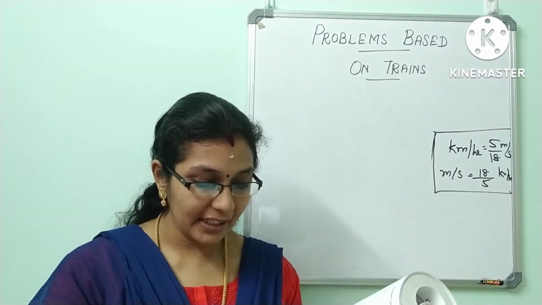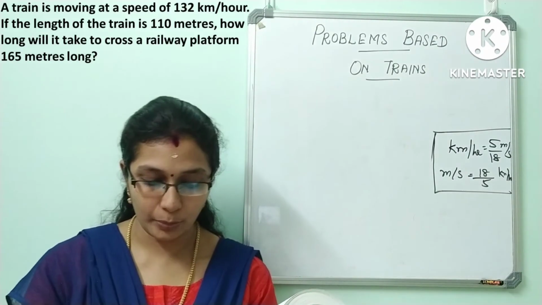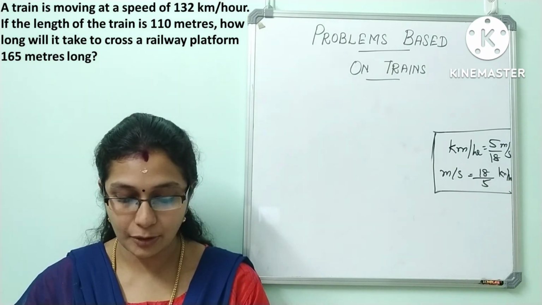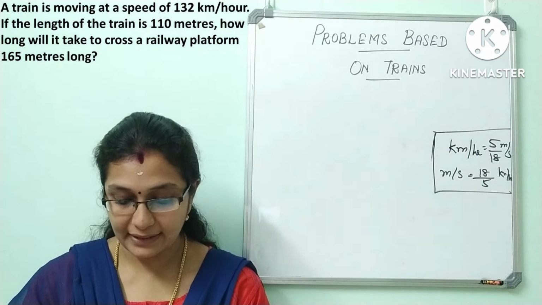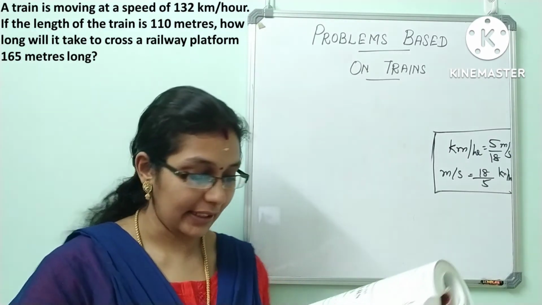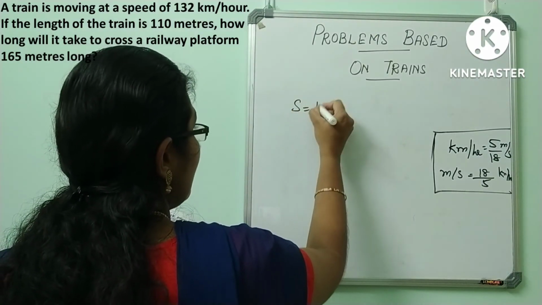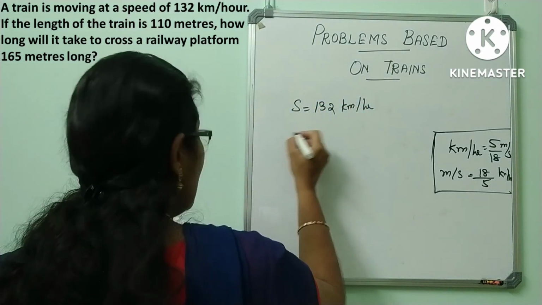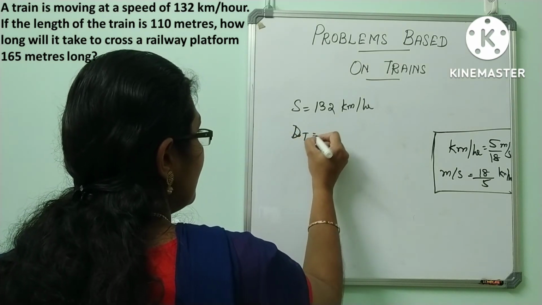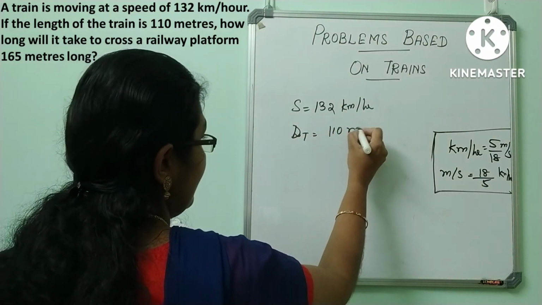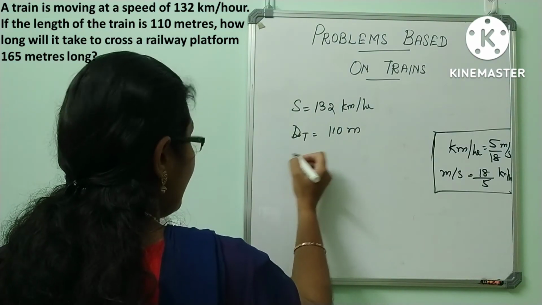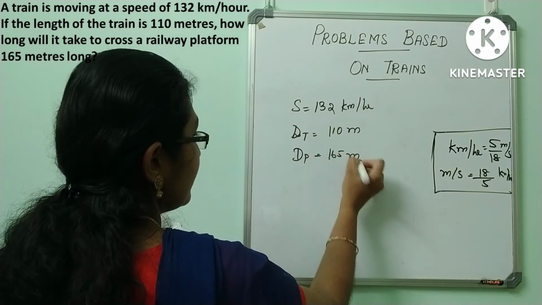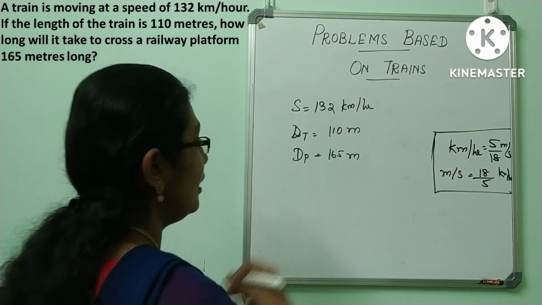Okay. A train is moving at a speed of 132 km per hour. If the length of the train is 110 meters, how long will it take to cross a railway platform 165 meters long? So write down the given data, which is speed of the train is 132 km per hour. Then length of the train or train's distance is 110 meters and platform's length is 165 meters. Clear? Now we have to find the time.